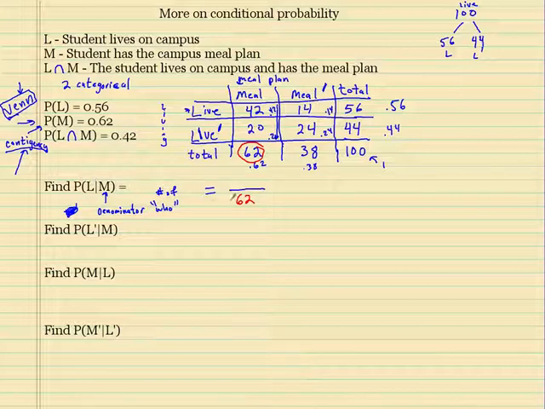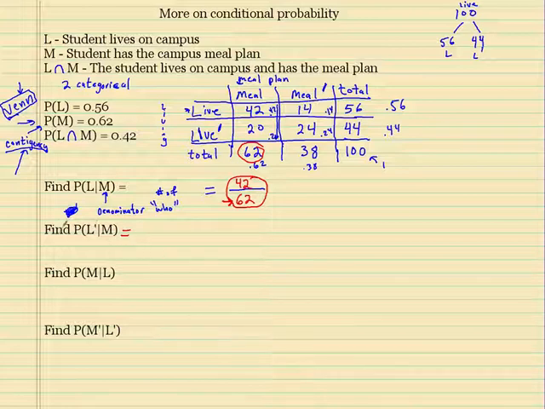So I'd say, well, who has a meal plan? This many people have a meal plan. Out of this many people, 42 of them live on campus. So that's your answer. You could leave it like that, or you could throw it in a calculator. You could put it in a percent, however you want. Okay. So now let's do the next one.